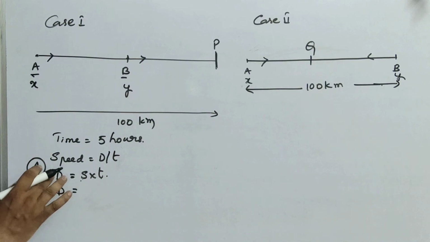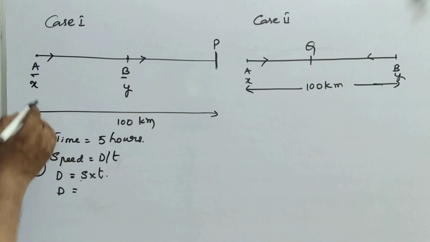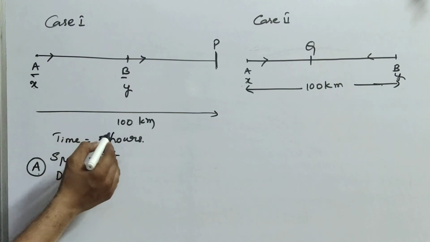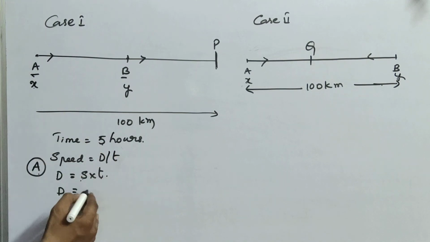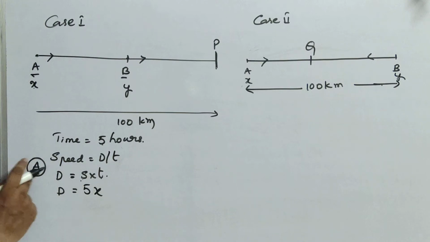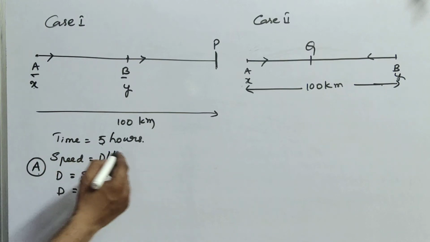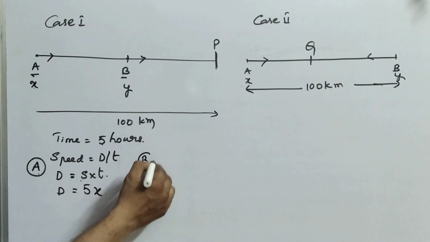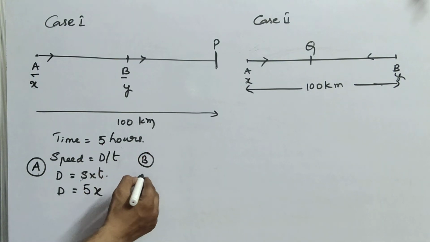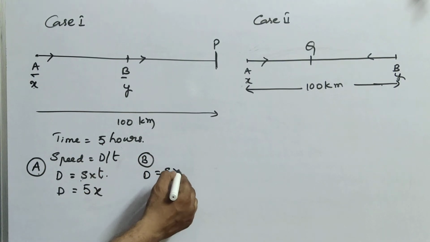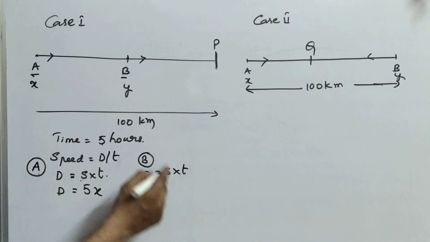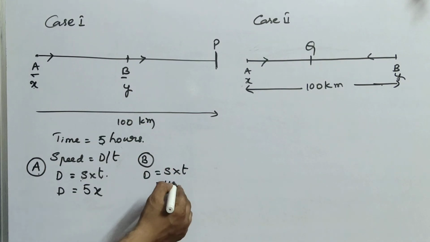Distance I am finding. Distance equals speed into time. Speed is how much? X kilometers, and 5 hours is time. That means 5x. This is car A's distance. Whereas coming to car B's distance, car B's distance equals the same speed into time. Speed how much? Y. So y into 5.